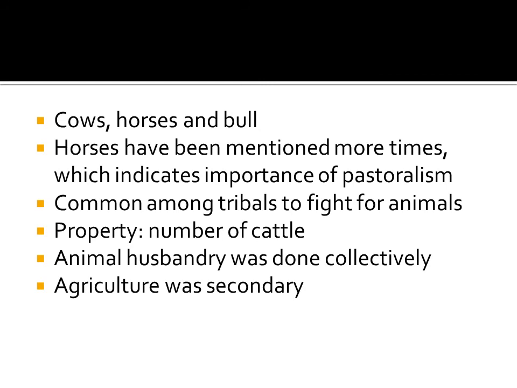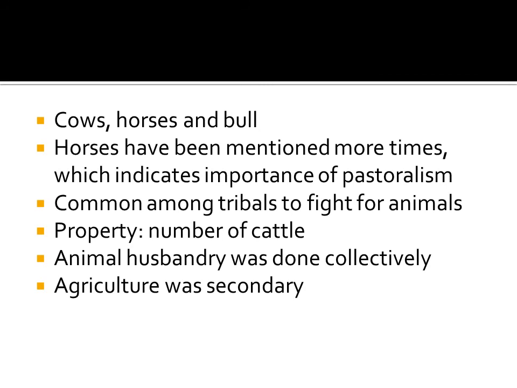It was common among the tribals to fight for animals. The tribal people commonly fought for animals. Property was mainly decided on the basis of the number of cattle. Property, the capital. Nowadays, property is decided by the type of house you live in, the number of vehicles you have, the accessories you have. But at that time, it was considered on the basis of the number of cattle, how many animals a person possessed.